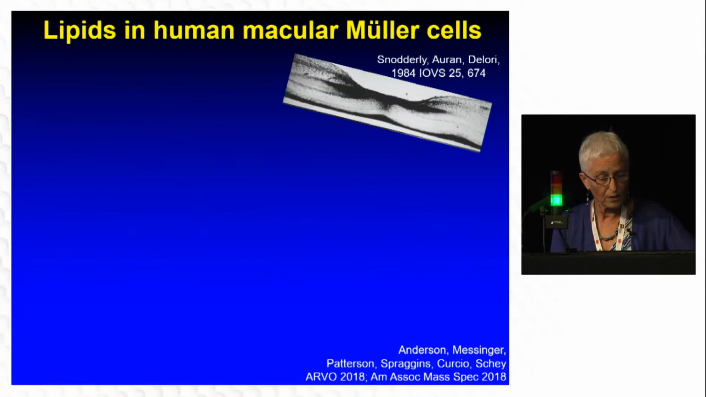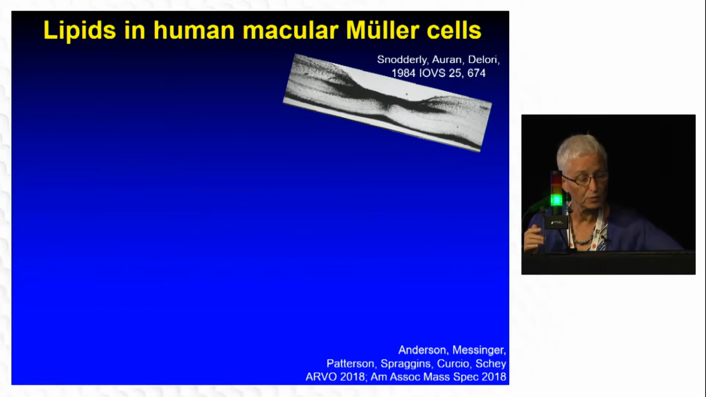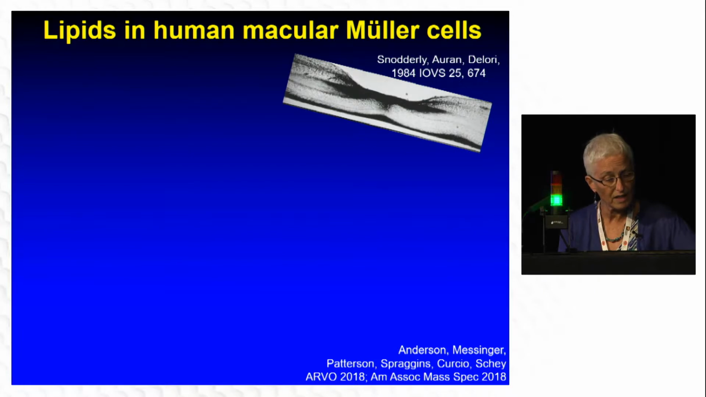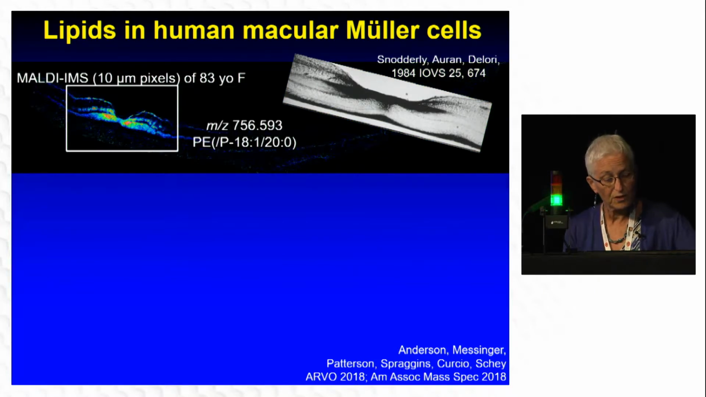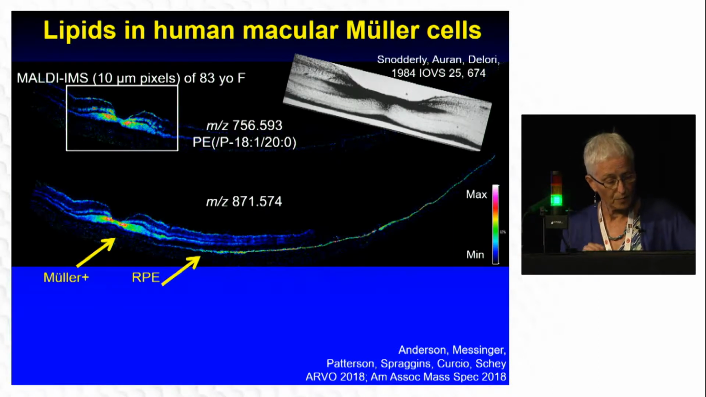And to go back to that classic image of the xanthophyll distribution in human macula, that's a monkey. Here, this is a human macula, and you can see the same configuration. And this is a distinct mass over charge associated with 1-phosphatidylethanolamine.